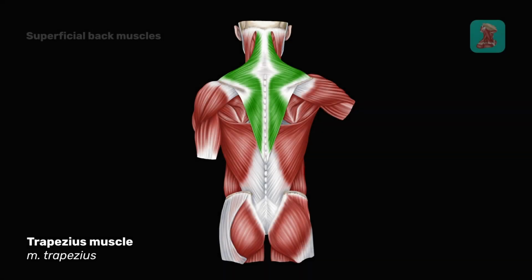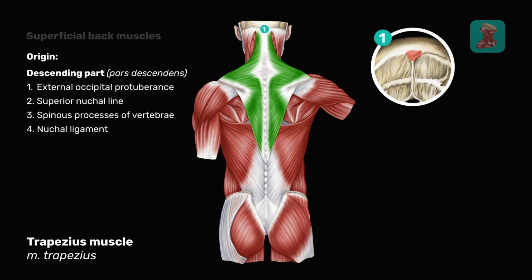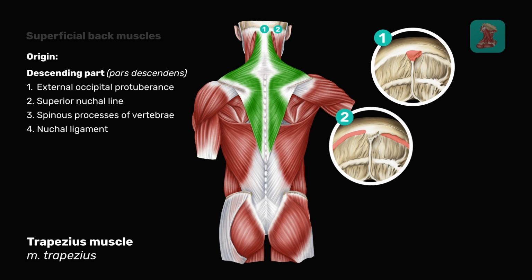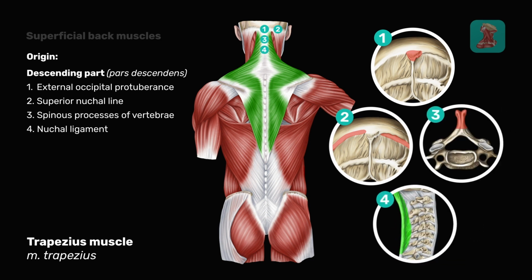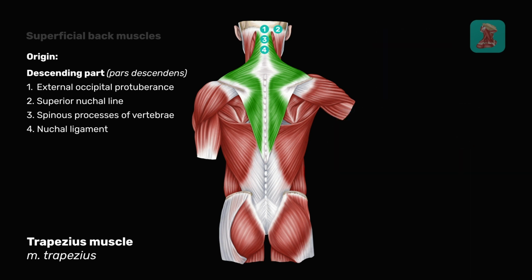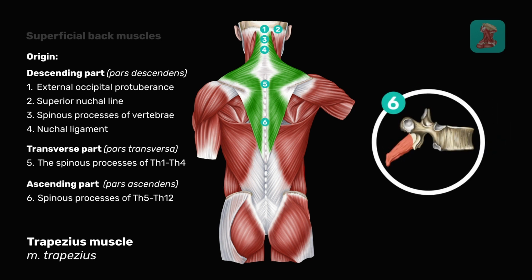Trapezius muscle. Origin. The descending part arises from the external occipital protuberance, superior nuchal line, spinous processes of vertebrae, and the nuchal ligament. The transverse part arises from the spinous processes of the first to fourth thoracic vertebrae. The ascending part arises from the spinous processes of the 5th to 12th thoracic vertebrae.